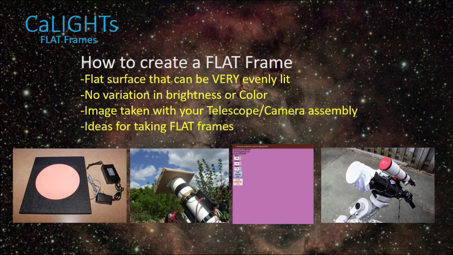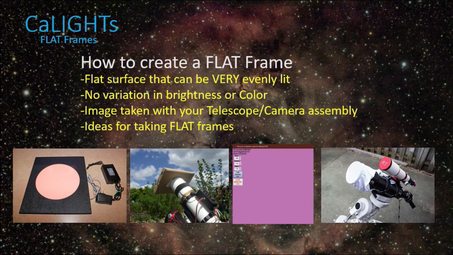You will need to bring your telescope close enough to your evenly lit surface so that it fills the image. With the CaLIGHTs light table, I bring the telescope right up to the monitor so that it touches the screen. You don't want to risk reflections from a table lamp or a window bouncing off the monitor and into the telescope. I also try to center the aperture of the telescope on the monitor.